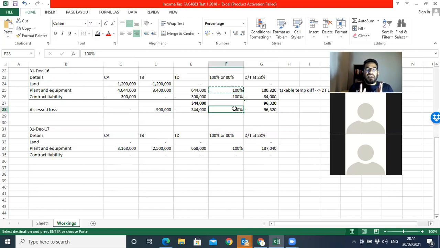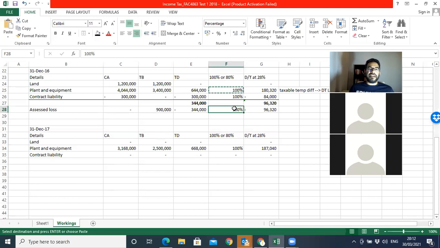If you do not believe that you will have sufficient taxable profits in the future, you cannot recognize a deferred tax asset. But before you recognize nothing, you have a look, do you have any deferred tax liability? And if you do, the deferred tax asset can be recognized to the extent of the deferred tax liability.